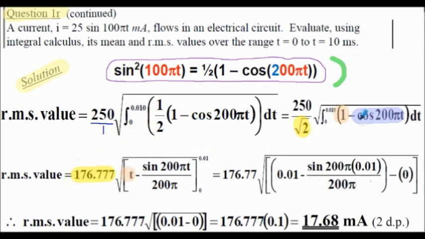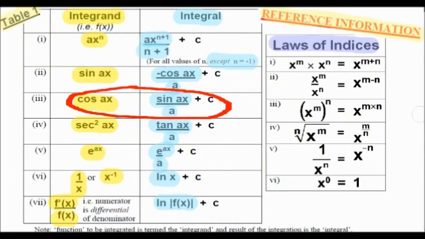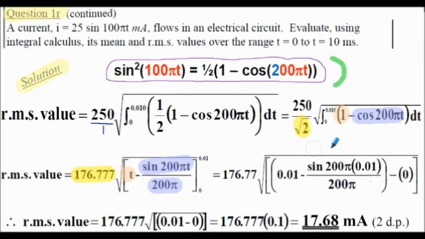And integrating negative cos 200 pi t with respect to t, I get negative sine 200 pi t divided by 200 pi. Our standard forms, when you're integrating cos ax, becomes sine ax upon a. In this case, the a is 200 pi and the x is t. That's how we end up dividing by 200 pi, shown here. Notice the limits on the back of the square bracket as usual, and the square bracket is under the square root sign, of course, here.